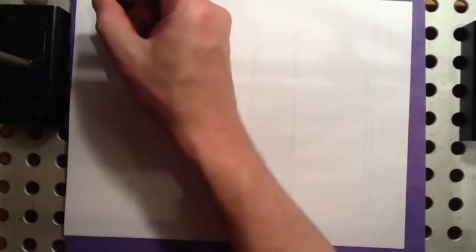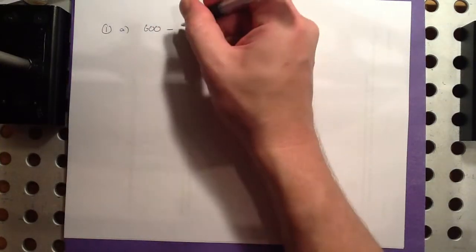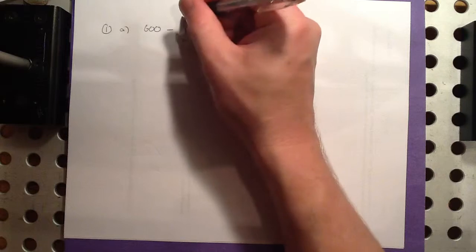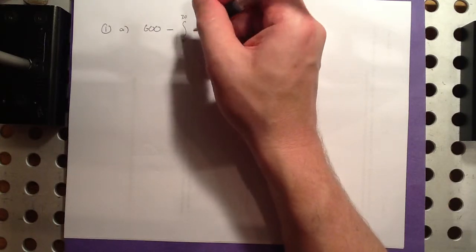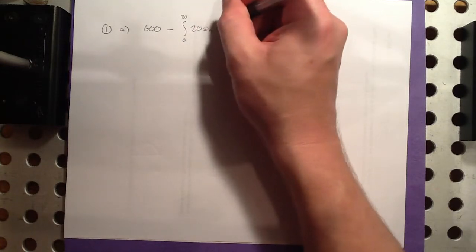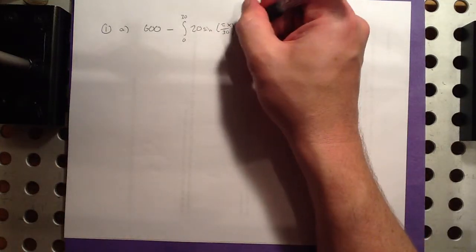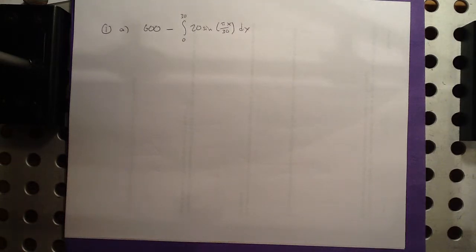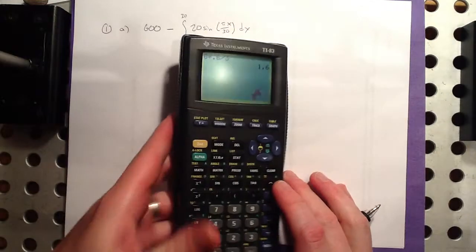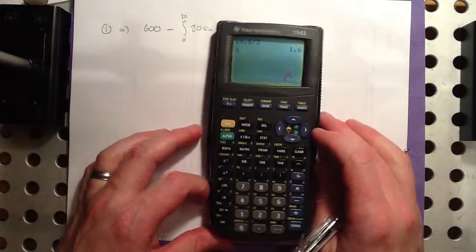Let's do that. So 1A, our area is 600 square centimeters minus the area from 0 to 30 underneath the curve 20 sine pi over 30 x dx. This is the regular function, right? We're not involved with the derivative yet. I'm going to go ahead and use my calculator for that. Maybe you could do it without, but this is the calculator part, so take advantage of that.